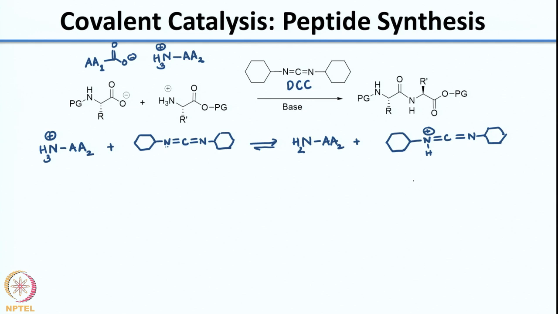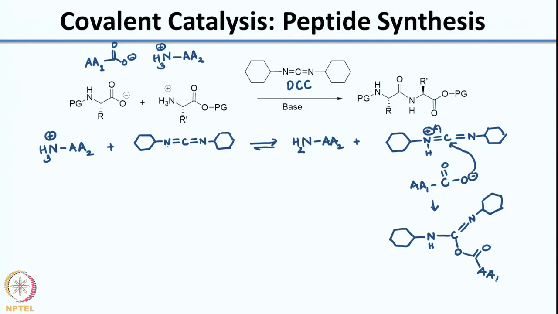So, once you have this, you can have your AA1 carboxylate. Now, what is your electrophilic center here? So, what is the sink? It is here, and you can push the arrows here. So, then what you get is, you get this intermediate.